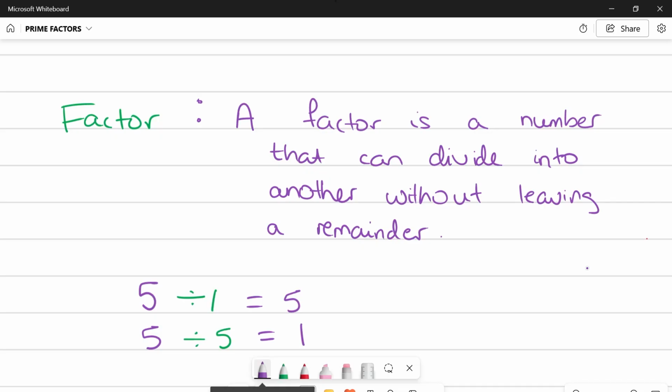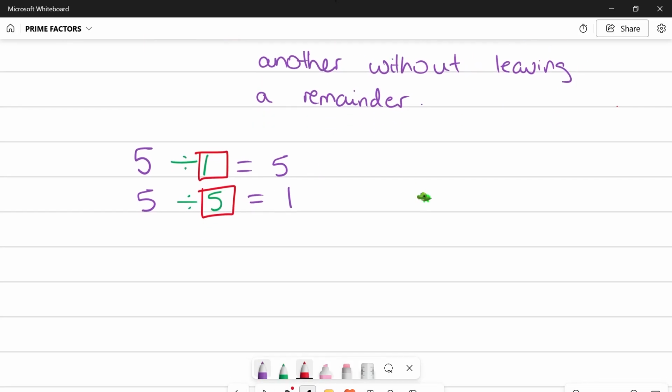So 5 has a total of 2 factors, 1 and 5. The two factors of 5 are 1 and 5. So a factor is a number that can divide into another number without leaving any remainder. So next, let's recap prime numbers.